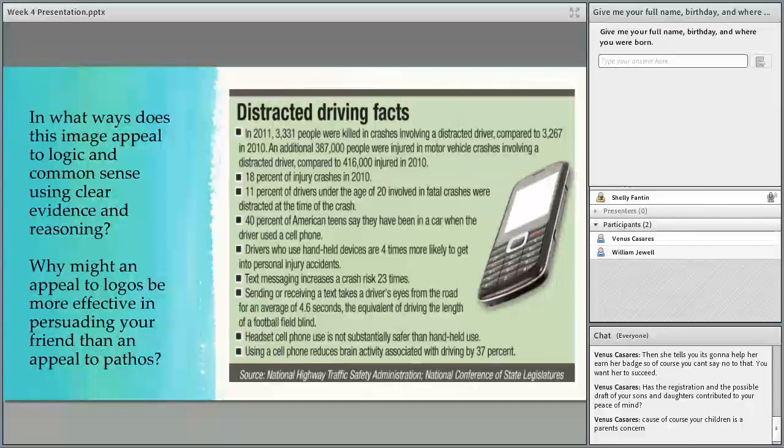So, in what ways does this image appeal to logic and common sense using clear evidence and reason? And why might an appeal to logos be more effective in persuading your friend than an appeal to pathos? Do you guys have an answer to either of those questions? Why do you think these facts might be more persuasive to your friend than being emotional about it?